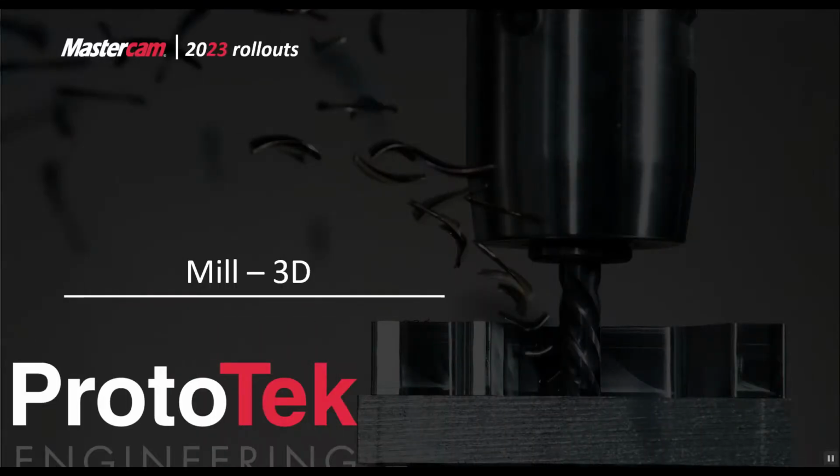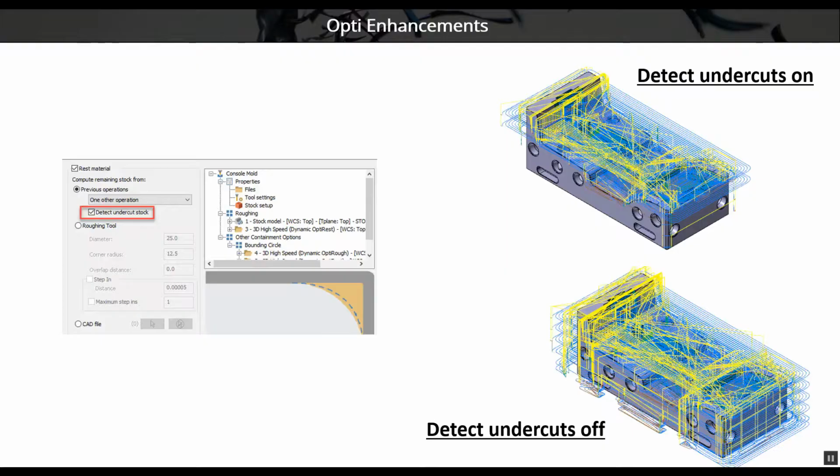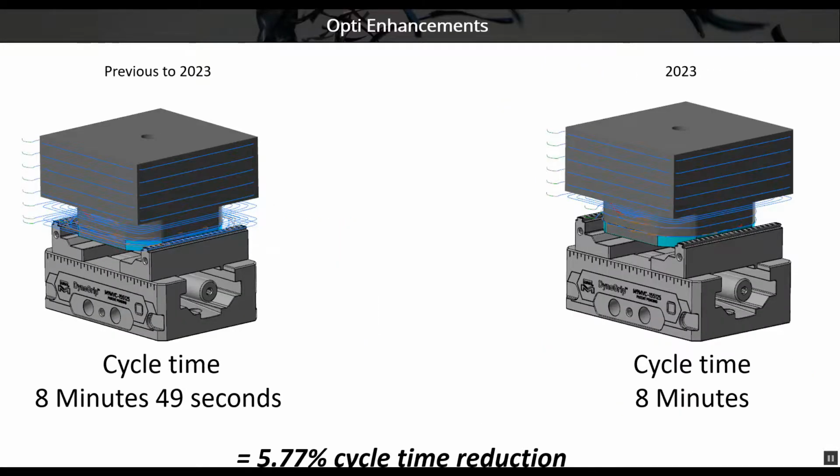Mill 3D saw some nice changes in 2023, so let's take a look at what changed. OptiRough enhancements. One of the biggest ones by far in 2023 is Detect Undercuts. As you can see by the picture on the top right, there are a lot fewer cuts than the picture below that, and that is by one switch in the rest material page called Detect Undercut Stock. We'll take a big look at this one to see where it can really help us.